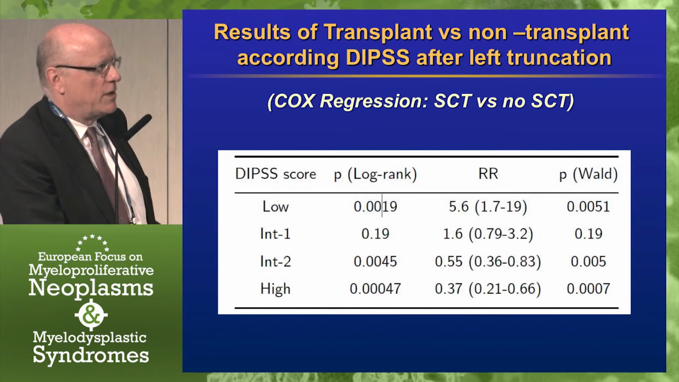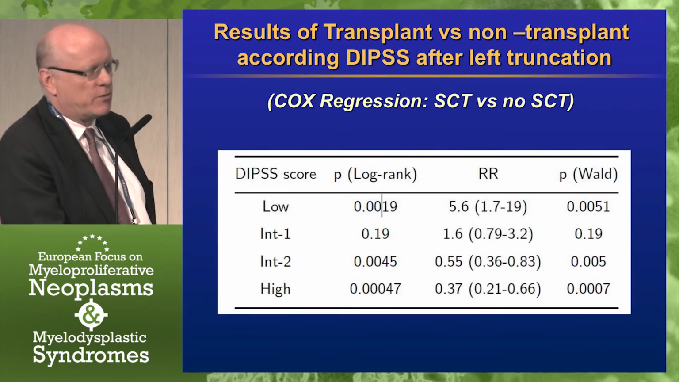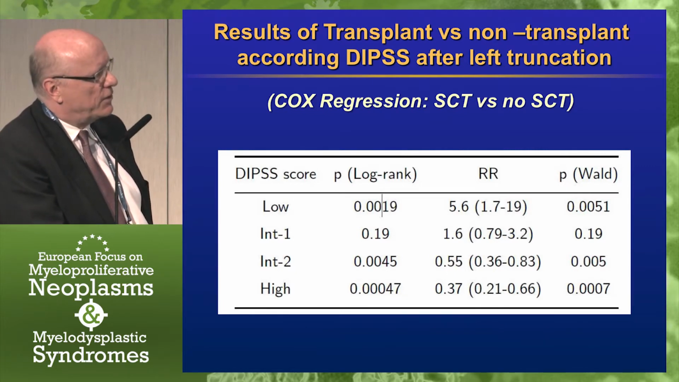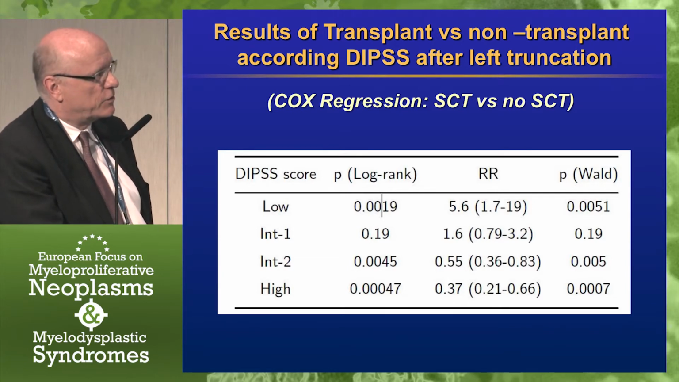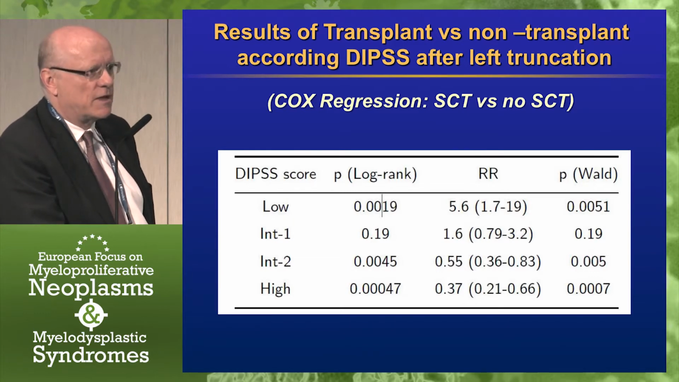This is the so-called left truncation method, without going too much into details. What we found is that if a patient has low risk, the hazard ratio was more than 5 for the transplant. In other words, a low-risk patient should not receive the transplant upfront; the non-transplant approach was in favor. For intermediate 1 risk disease, there is a slight favor for non-transplant, but this was not significant. Whereas for intermediate 2 and high-risk patients, the hazard ratio was less than 1, significantly in favor of performing the transplant.